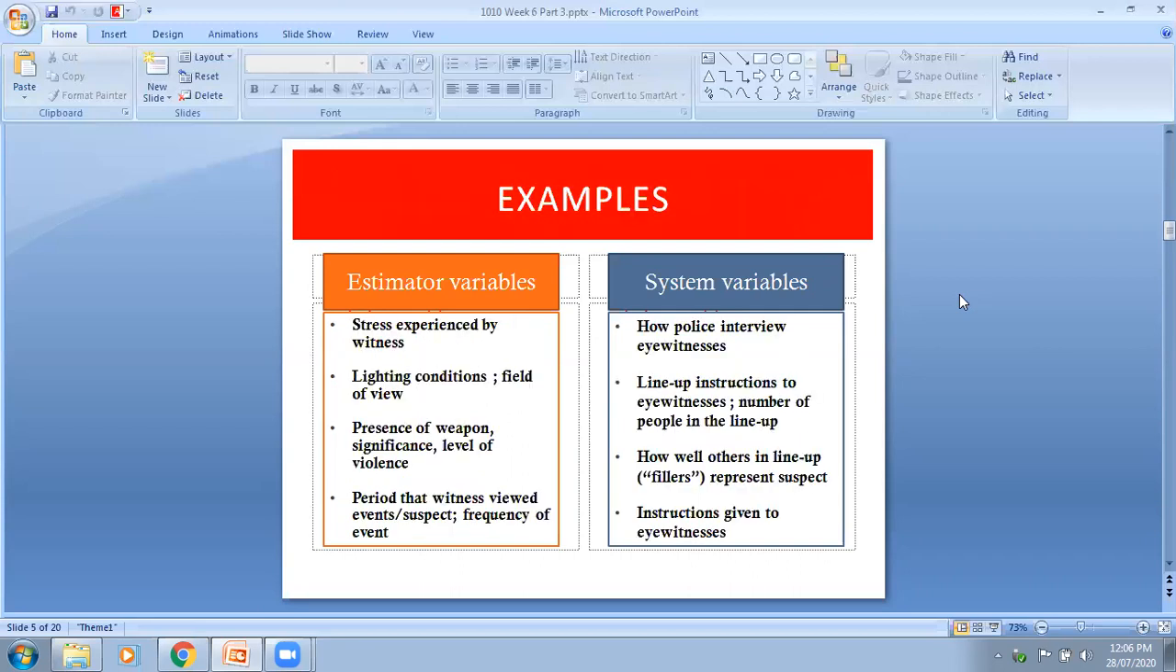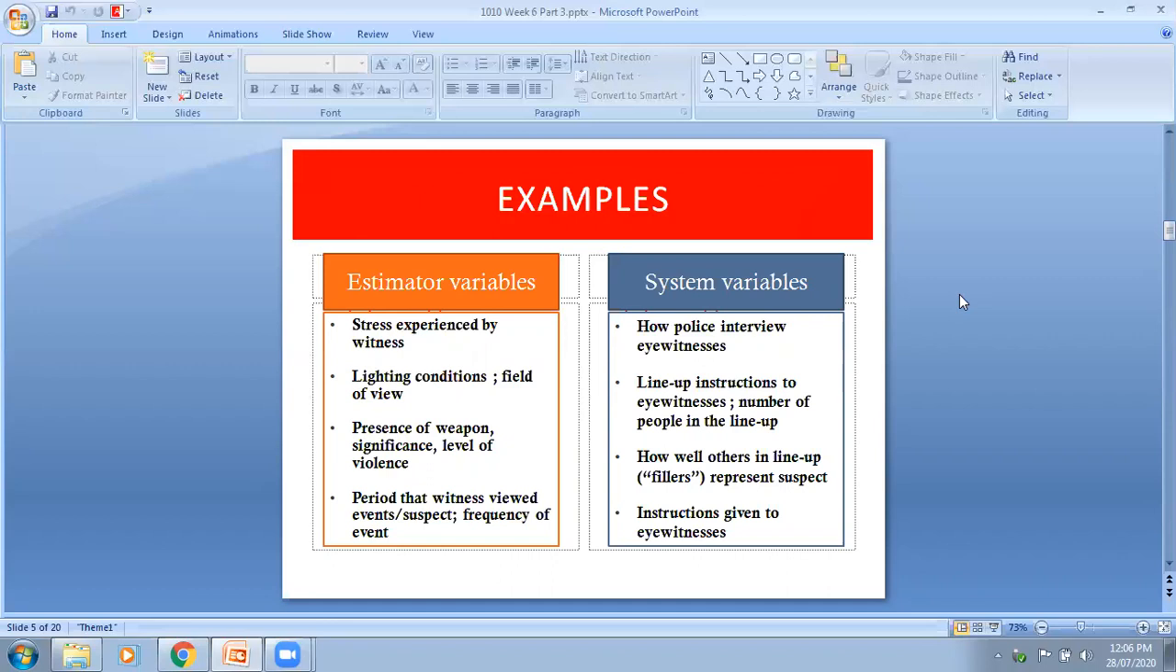So here's some examples of what they might be. The stress experienced by the witness in seeing the event. Stress can make you less likely to remember detailed information about the incident. You're likely to remember things like gender and skin colour, but hair, eye and clothes colour may get lost. And remember, you saw that in the video with the students in the room where they described his jacket as being several different colours. The lighting conditions, field of view, I discussed that earlier.